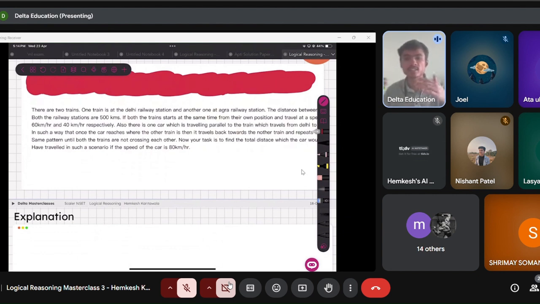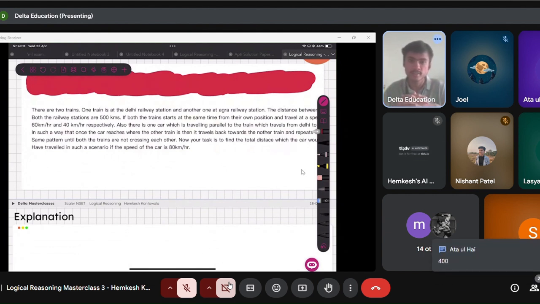Two trains are traveling in the opposite direction. The bird is flying from one side to another. Two buses in the same direction, different speed, etc. Two persons running in a circle. When do we meet?